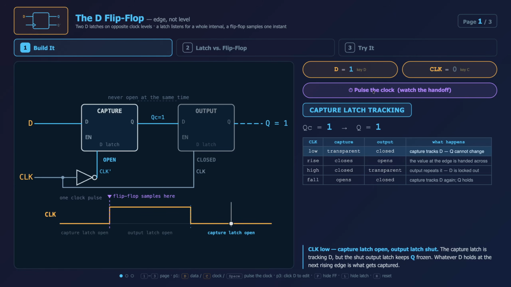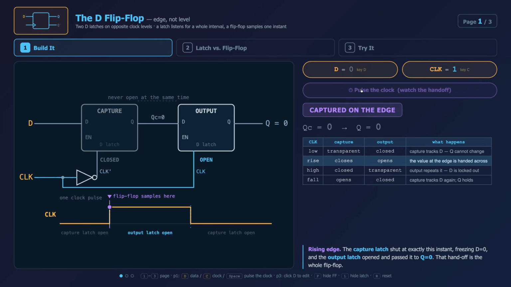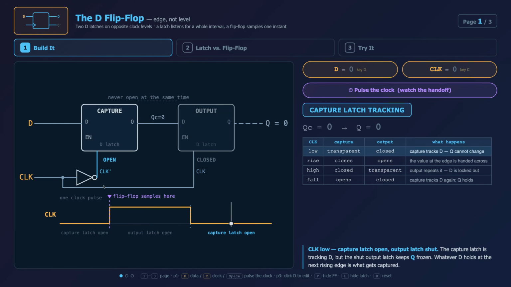Okay, so at this point, we're ready to build that. And what I want to show you in this infographic is that you can pulse the clock. So look what happens. I have D set to 1, I have clock set to 0. Q is already a 1. So if I make D a 0 and then pulse the clock, notice right now Q is a 1. When I pulse the clock, it's going to open the latch and read that 0, pass that 0 to here, and then on the other edge, the output latch opens. That then passes that 0 on to the output.